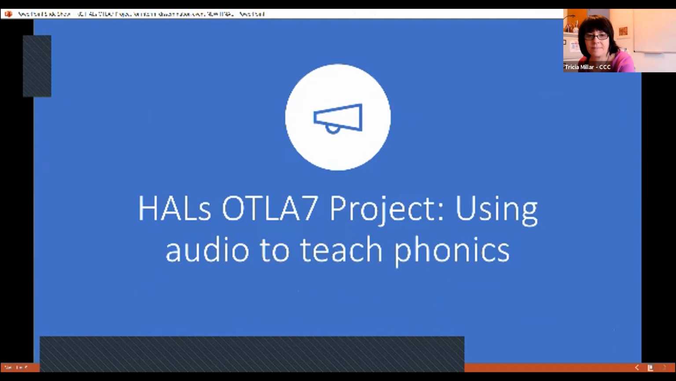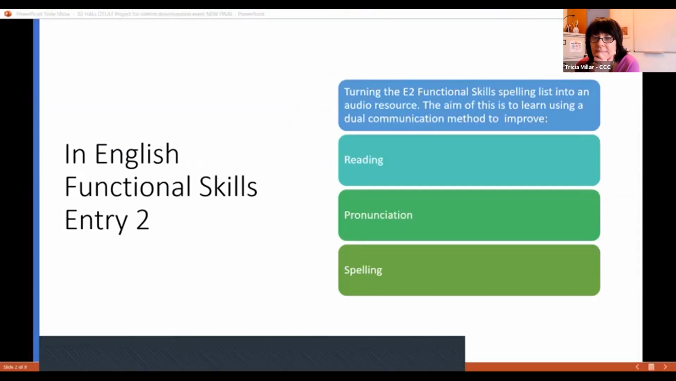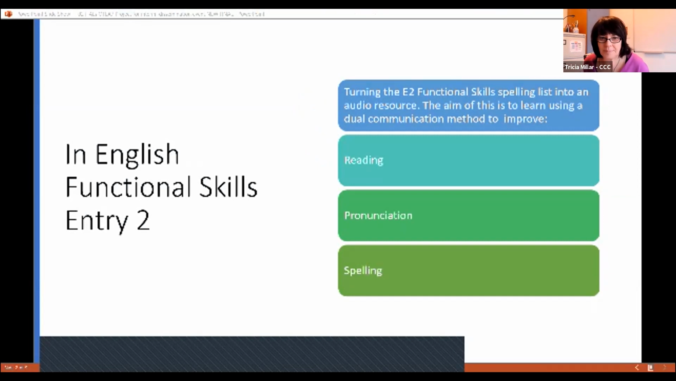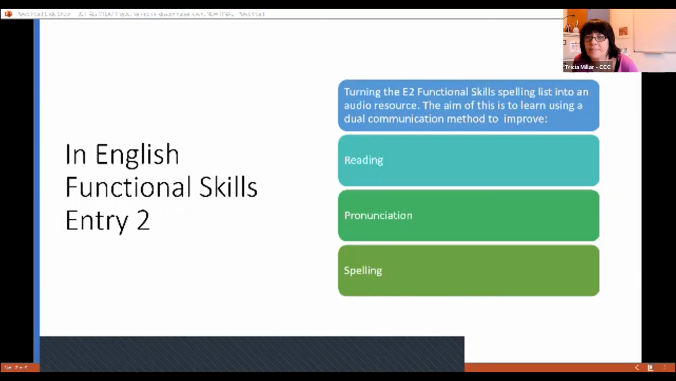I will be showing you how myself and my ESOL colleague Melanie have been using audio to teach phonics. I have been trying to embed phonics into my E2, E3 functional skills English class. One of the ways I did this was to turn the E2 functional skills spelling list into an audio resource. The aim of this is to learn using a dual communication method to improve reading, pronunciation, and spelling.